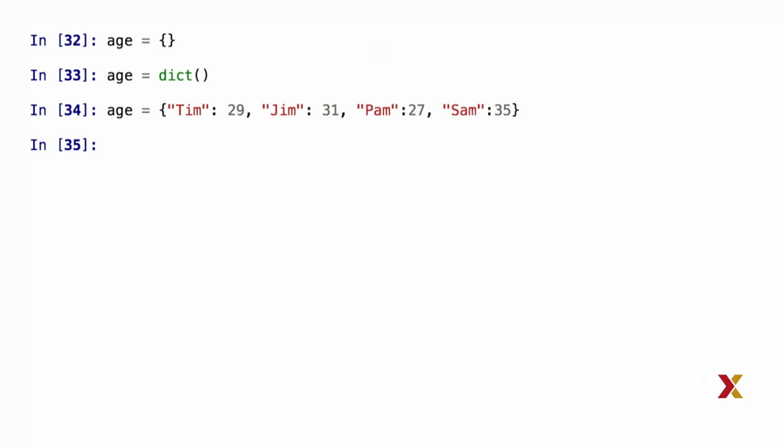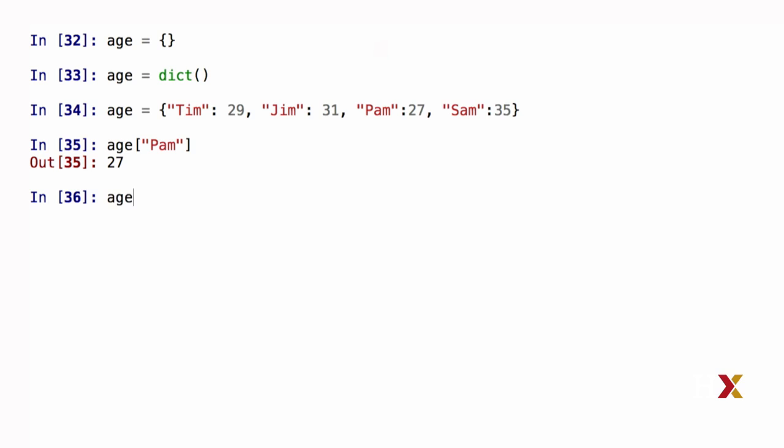We do this using the following syntax. We first type the name of the dictionary. We then follow with the square brackets. Inside the square brackets, we insert the key we're interested in looking up. Let's say in this case we'd like to know how old is Pam. So we would enter Pam inside the square brackets, and Python returns the result to us.